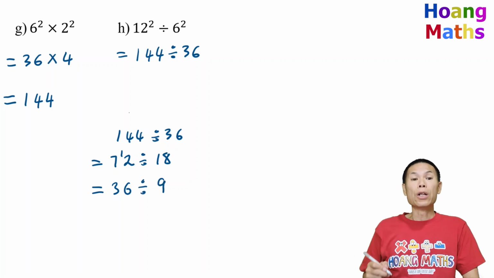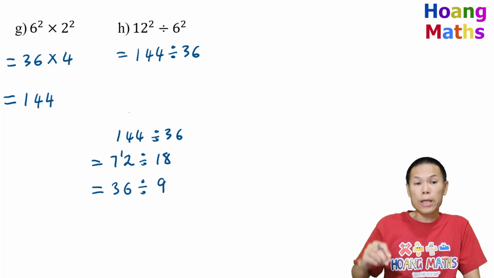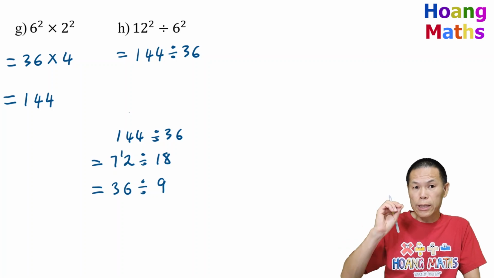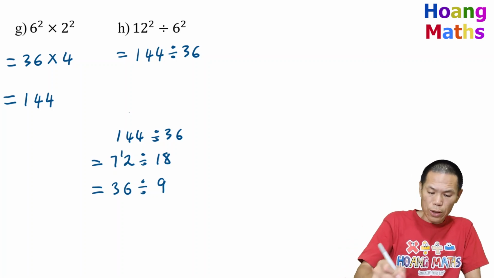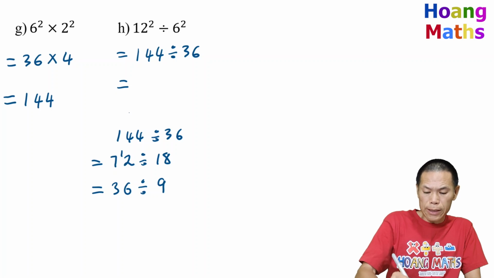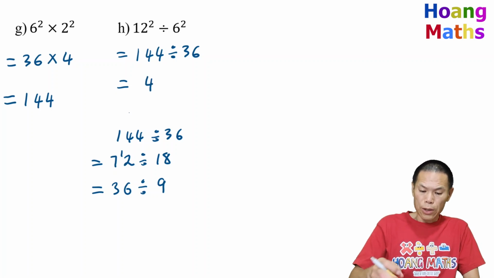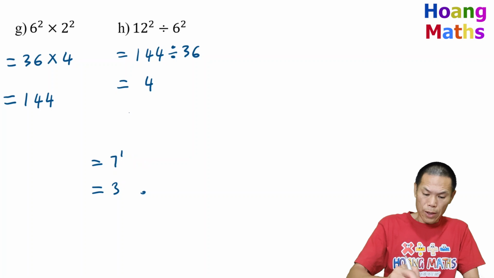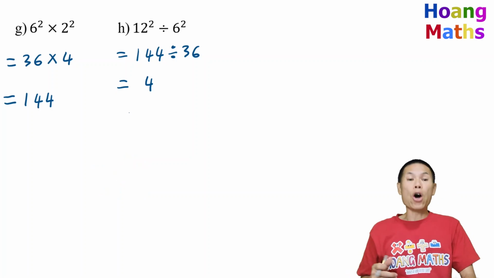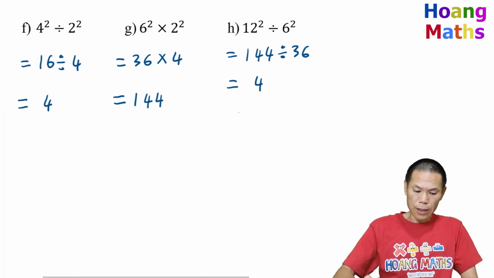See, there you go. So we know that 9 times 4 is 36. So 36 divided by 9 is 4. So in other words, 144 divided by 36 is 4. So there you go. Let me clear this, and I hope you got it correct.